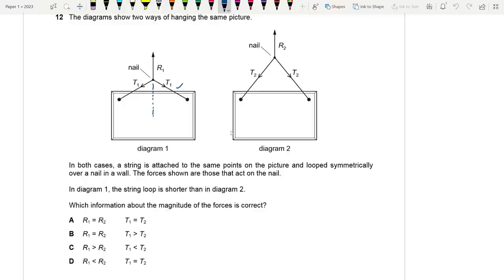So basically R1 is balancing the weight of the picture as well as balancing the forces of tension. Essentially R1 and R2 need to have the same value for each question over here for sure.